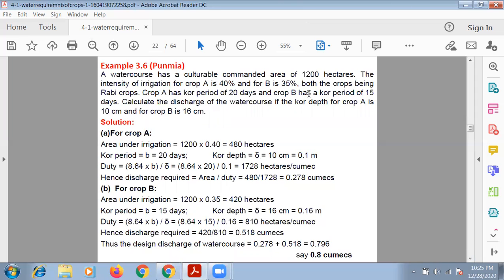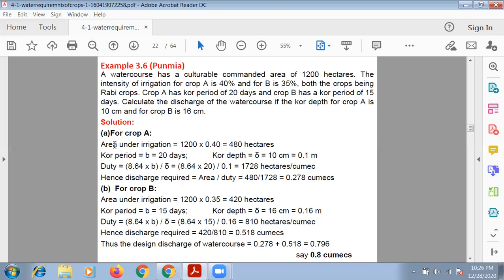Okay, so the next problem is: a watercourse has a culturable command area of 1200 hectares. The intensity of irrigation of crop A is 40% and B is 35%. Both the crops being rabi crops, crop A has a core period of 20 days and crop B has a core period of 15 days. Calculate the discharge of the watercourse if the core depth for crop A is 10 centimeters and for crop B it is 16 centimeters. Okay, so first again split that into two categories.